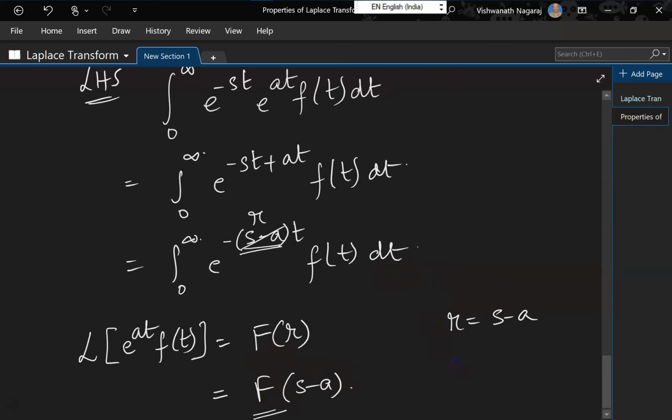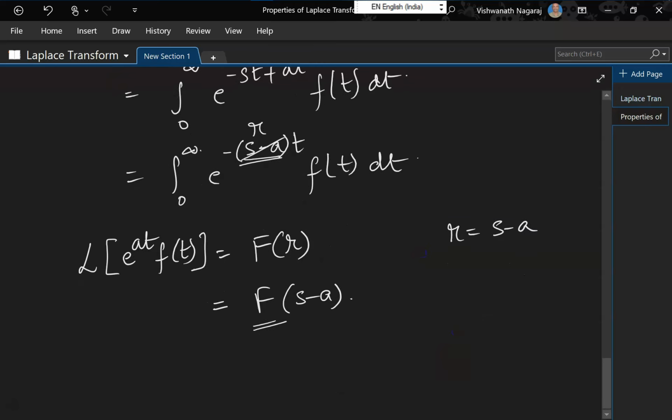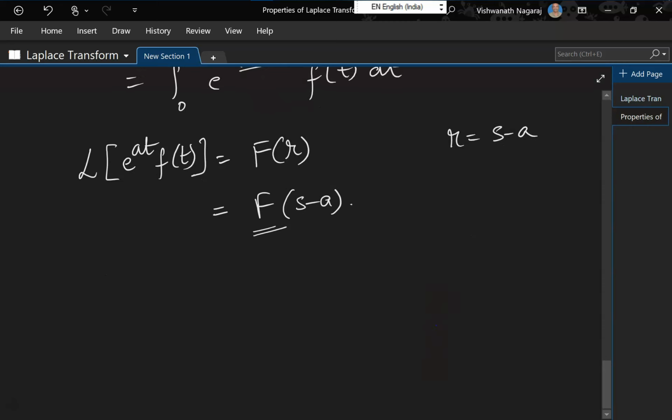Okay, now that we know these properties, let's look at some elementary transforms, or rather Laplace transforms of elementary functions. That we will look at in the next session. Later on, as we go along, we will add some more theorems. Enough for now.